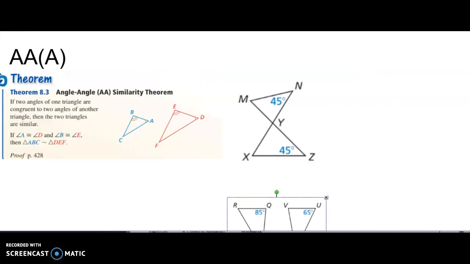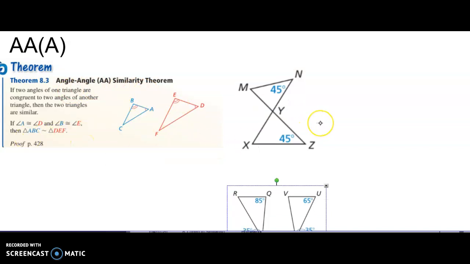So in today's homework, you guys are being asked to identify if they are similar. So you're going to look to see if one of these 3 things matches, and then you're going to write a similarity statement. So I'm going to do both those things for you today. Here is the very formalized angle-angle similarity theorem. So I have 2 angles that are congruent, and then I have my similarity statement.